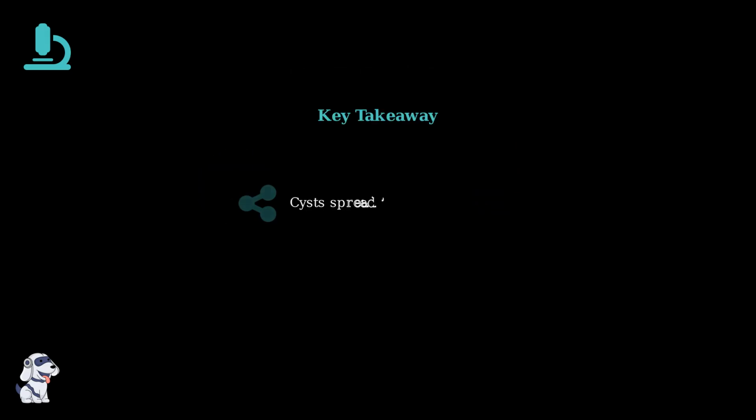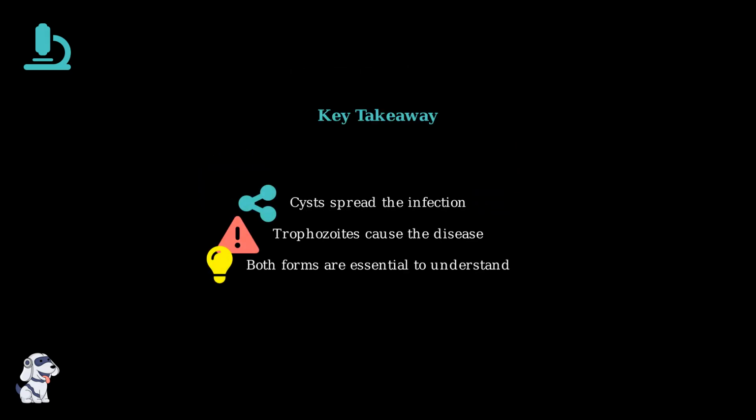Here's the key takeaway. Cysts are responsible for spreading the infection from person to person, while trophozoites are what actually cause the disease symptoms. Understanding both forms helps us comprehend how amoebiasis spreads and why it can be so persistent.